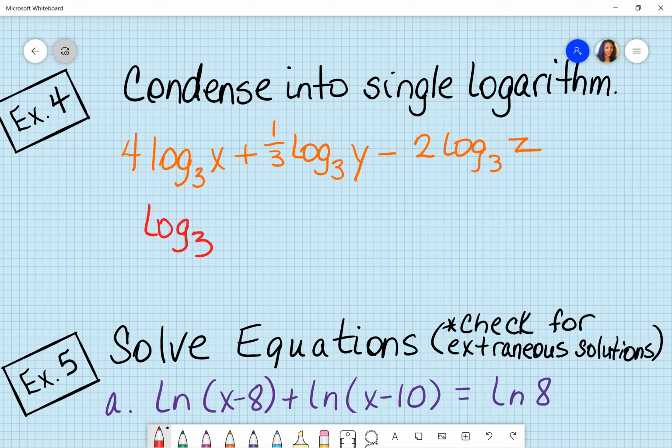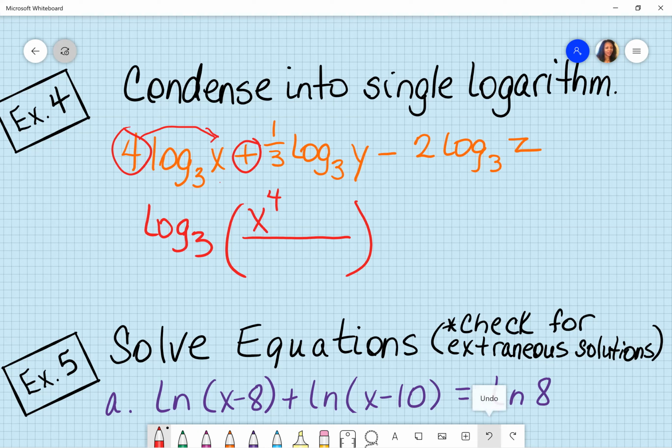So log base 3, and now I'm going to take it one step at a time. So the number that's out front is always your exponent to this value. So this is going to be x to the 4th. Plus means that the next item is going inside, on the numerator. Again, this is still an exponent for y. But when you're condensing, we wouldn't write it as y to the 1/3. We would actually use the radical form, which is cube root of y.